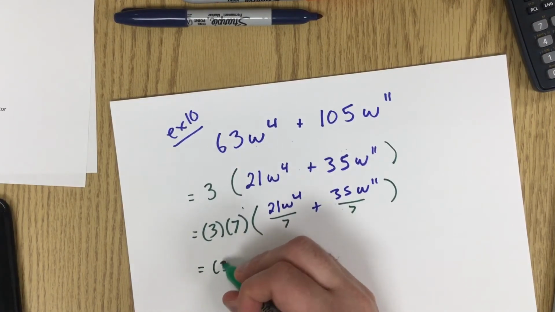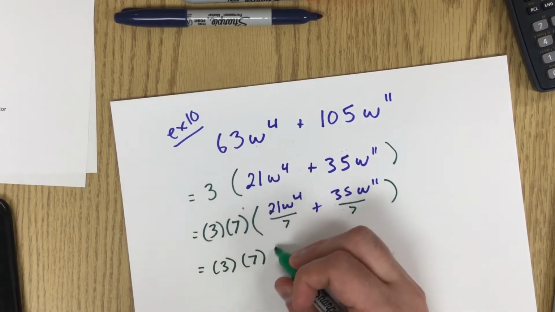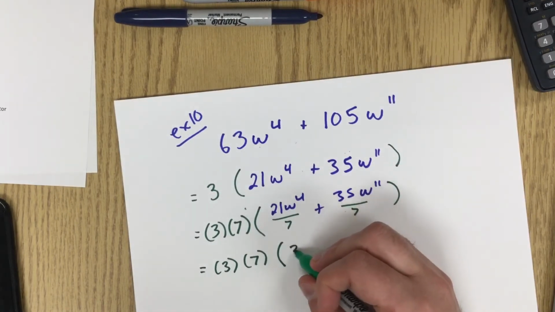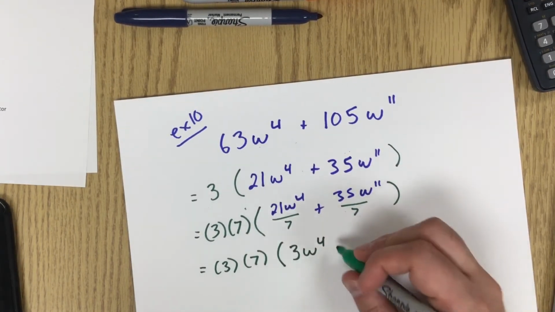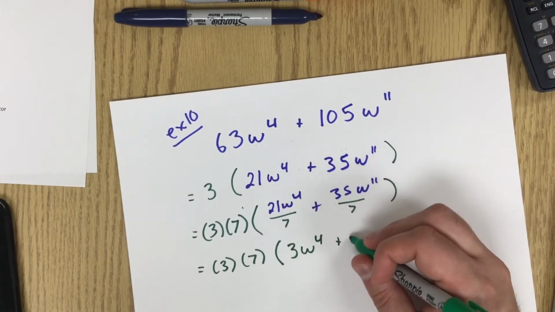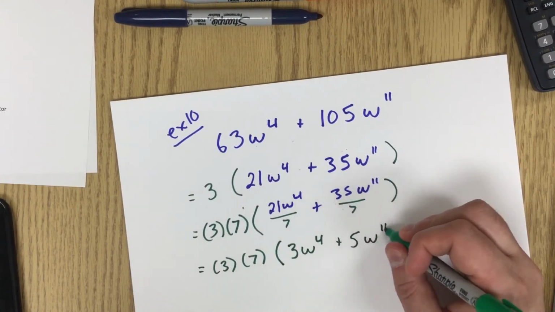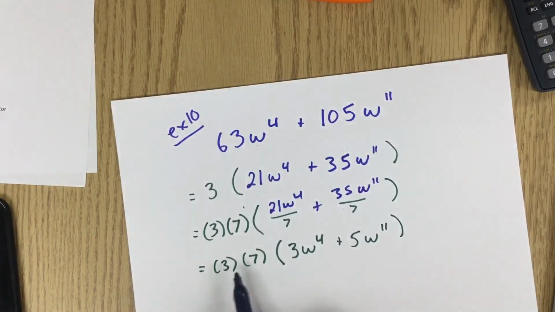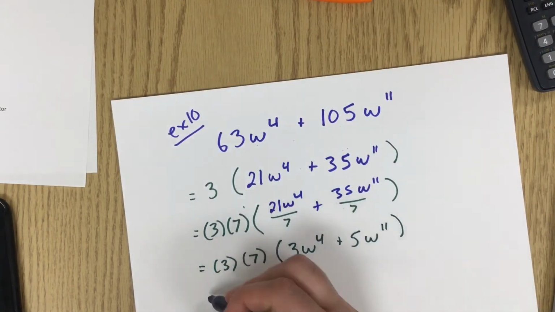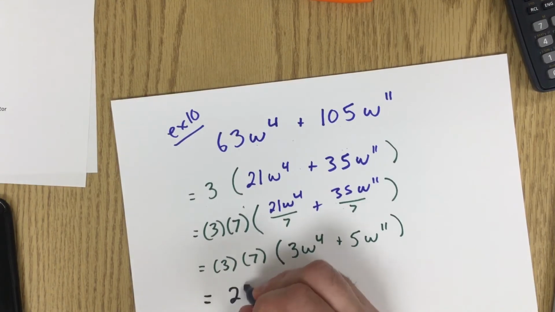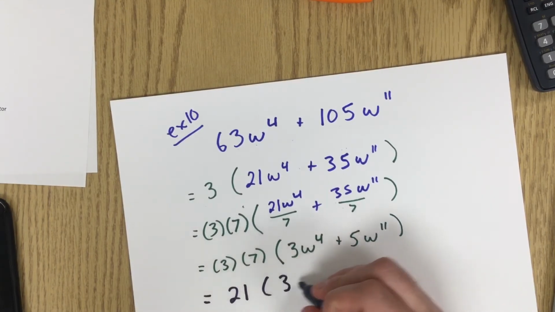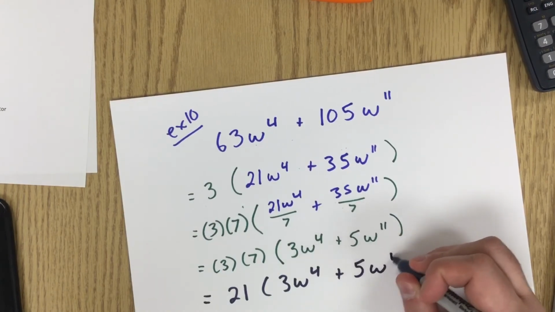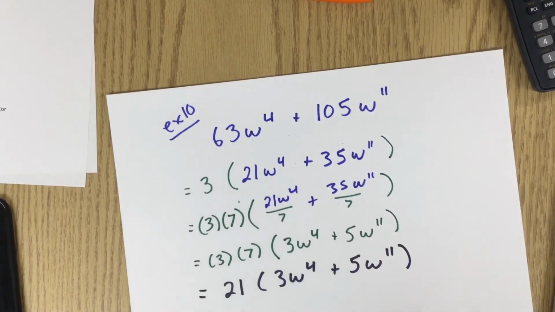And we end up with 3 times 7 times, 21 divided by 7 is 3w to the 4, plus 35 divided by 7 is 5w to the 11. And we're not quite done. We're now going to multiply these because it's 3 times 7. So 3 times 7 is going to be 21, times 3w to the 4 plus 5w to the 11. And now we take out the number.